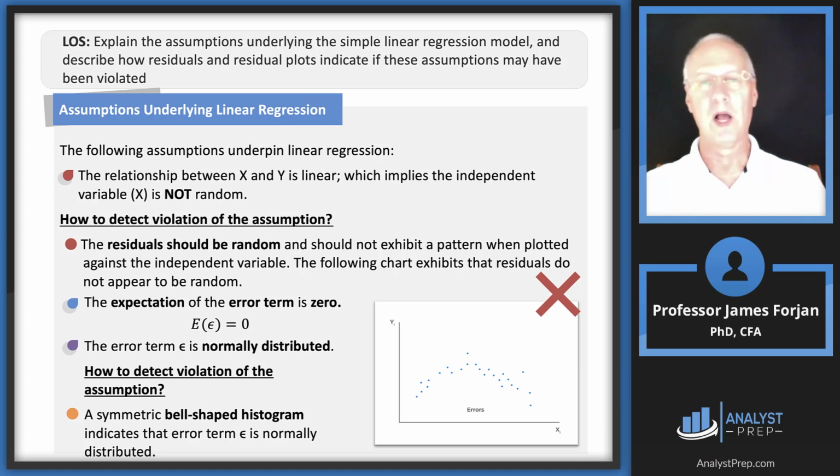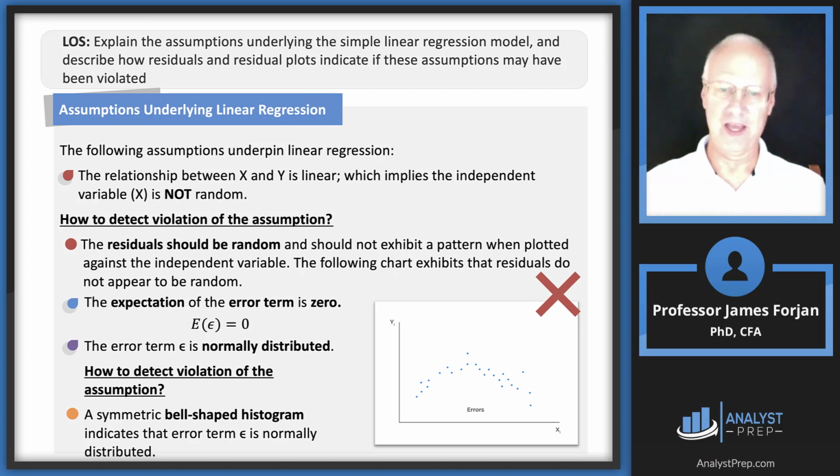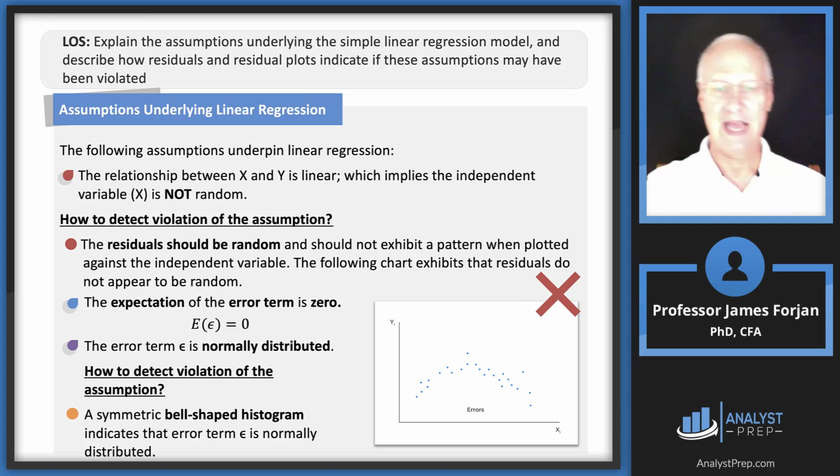So what we want is to have, and don't ever tell your stats professors that you heard this from me, on average, half of the errors above the mean and half of the errors below the mean, and that means that they will cancel each other out. So the expectation of the error term is 0, and then the error term has to be normally distributed, and you can tell that by looking at a histogram.